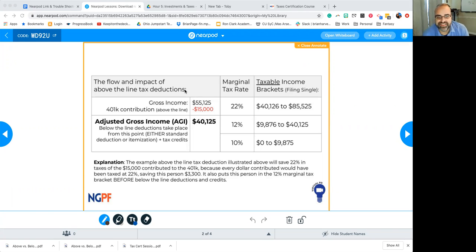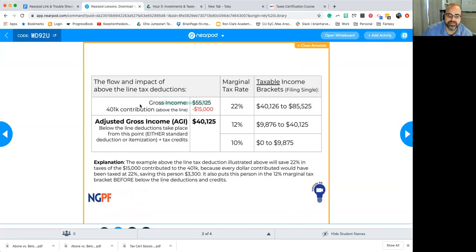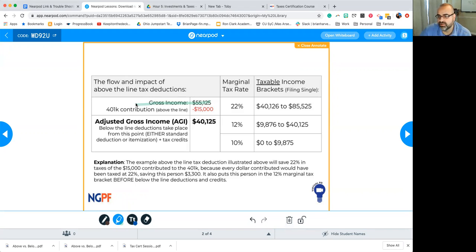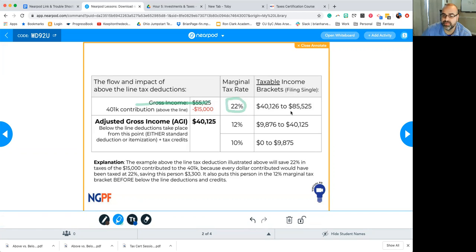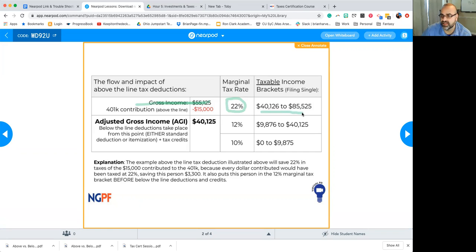Welcome, folks. This is a short tutorial over the flow and impact of above-the-line tax deductions, below-the-line tax deductions, and tax credits. For all three slides, we're going to use the same example: somebody with a gross income of $55,125, filing as a single taxpayer. Because their gross income is $55,125, that would initially put them in the marginal tax rate of 22% because this person's income falls within that income band.